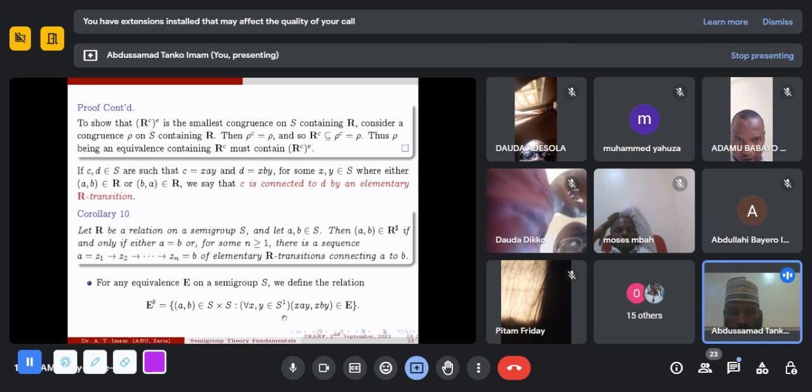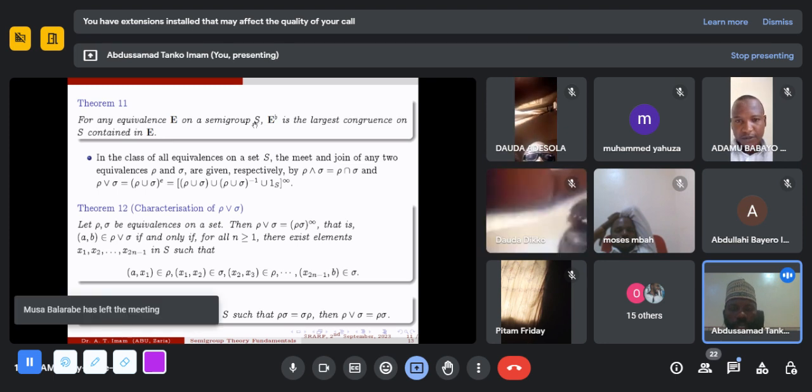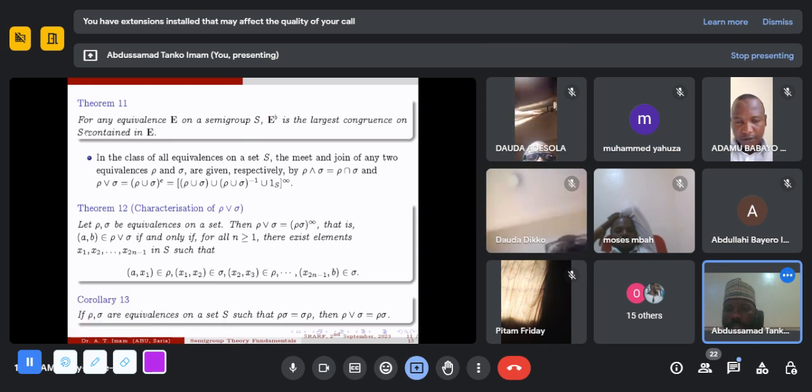So it is this relation that we characterize to be the largest congruence sitting inside E. And this is the content of Theorem 11 here. We say for any equivalence relation E on a semigroup S, E flat is the largest congruence on S contained in E. And that is it, I think. So we have characterized the smallest equivalence relation containing a relation, and also we talked about the largest congruence contained inside an equivalence.